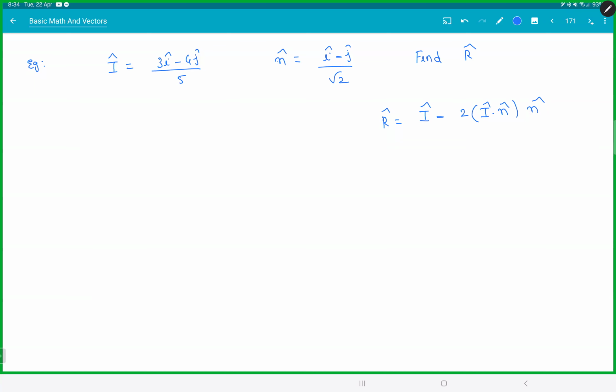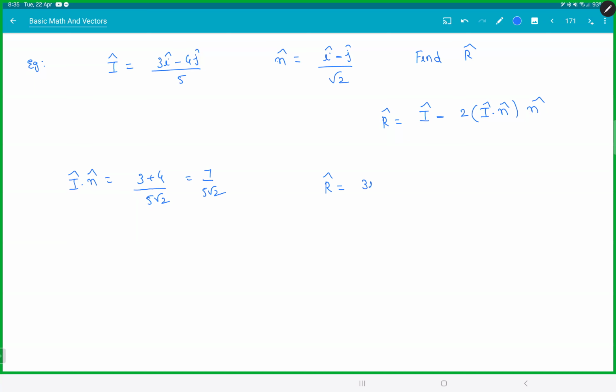So substitute here. First of all, let's get what is I dot n cap. I dot n cap will be how much? (3 plus 4)/(5 root 2), the dot product, right? That would be 7 by 5 root 2. Then you're done. You just have to substitute here.